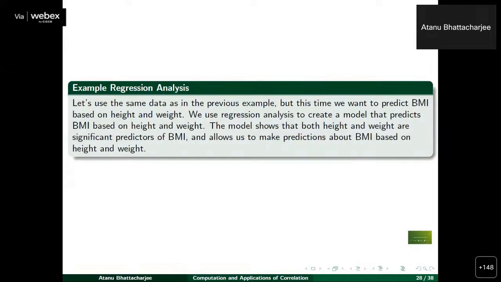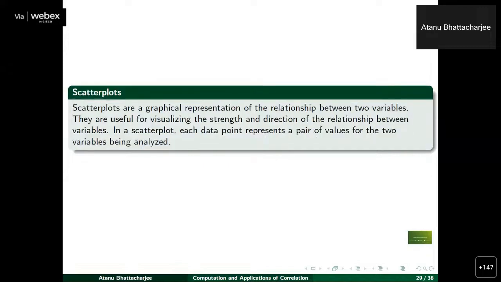Let's use the same BMI data from the previous example, but this time we want to predict BMI based on height and weight. We use a regression analysis to create a model that predicts BMI from height and weight. The model shows that both height and weight are significant predictors of BMI and allow us to make predictions about BMI based on height and weight.